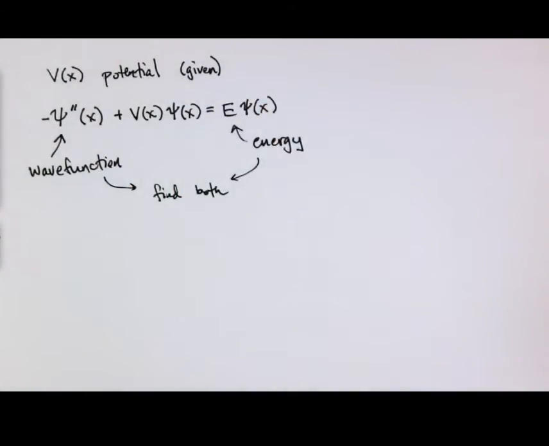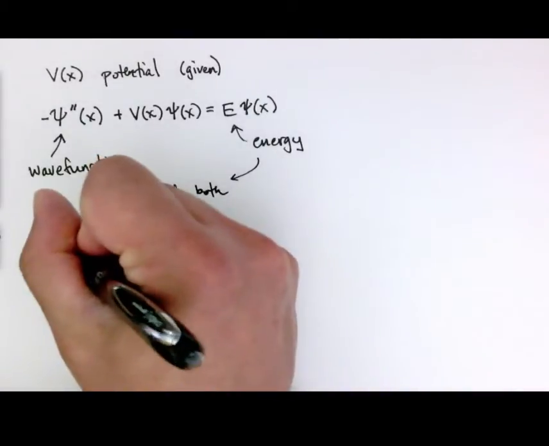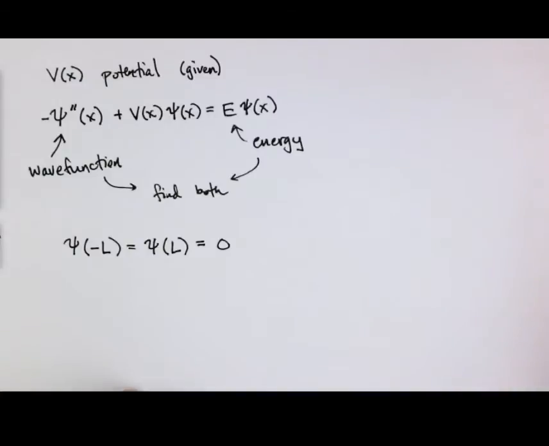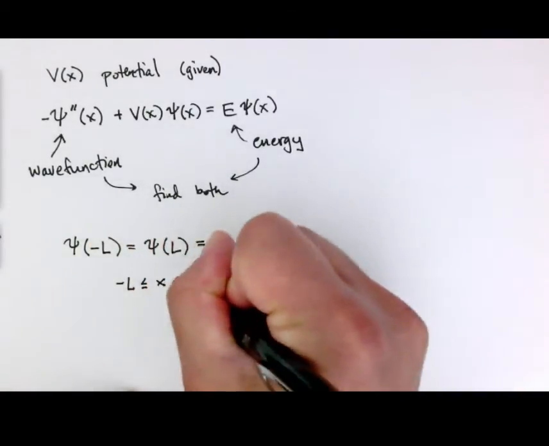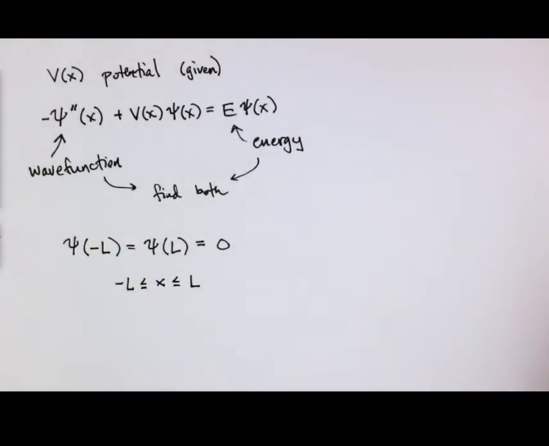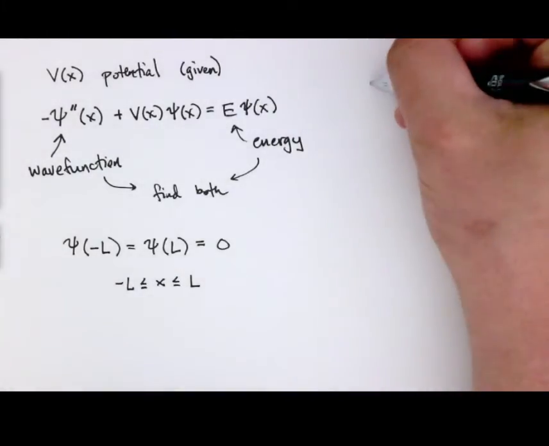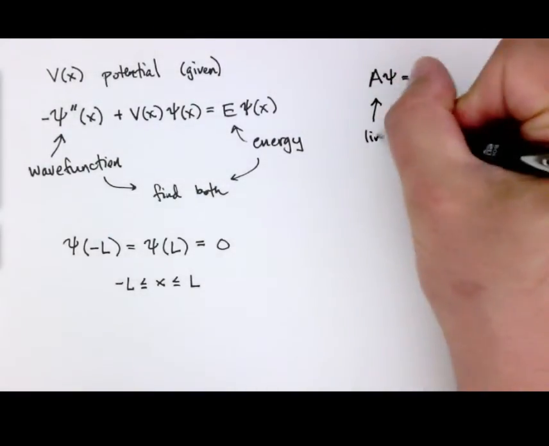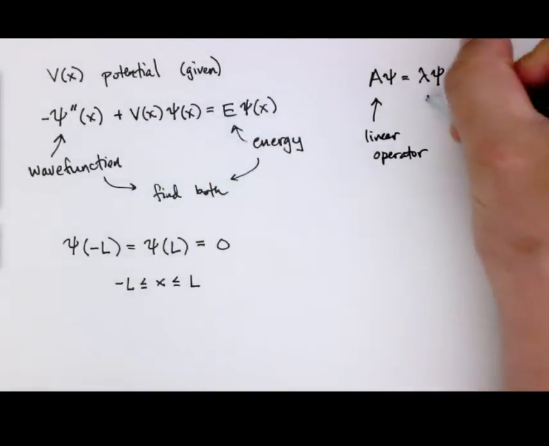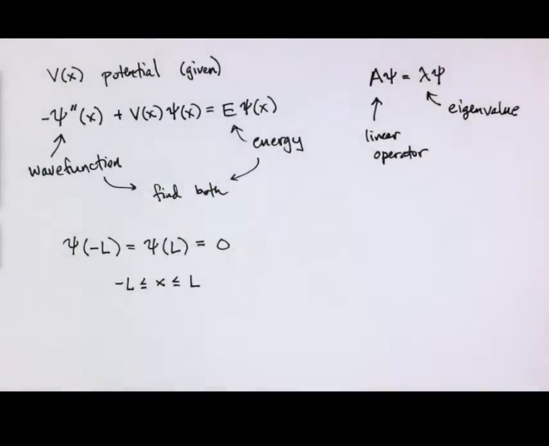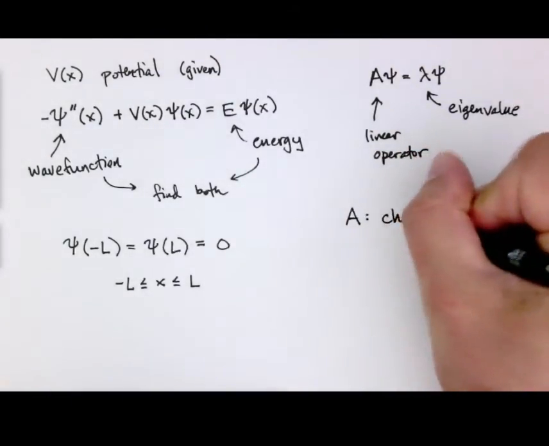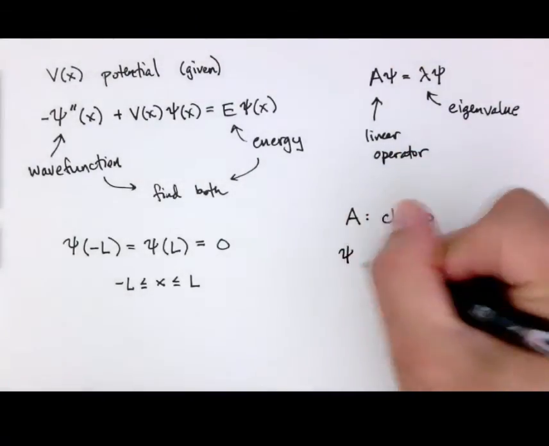To make this problem well posed, we have to add a couple of boundary conditions. So we'll just set this function equal to 0 at both ends of some interval. That corresponds to an infinitely high potential. This problem has an abstract form A times psi is equal to lambda psi. Here A is a linear operator, a differential operator, and lambda we could call an eigenvalue. In Chebfun, we represent A as a Chebop, and we use eigs to find the wave function and the eigenvalue.